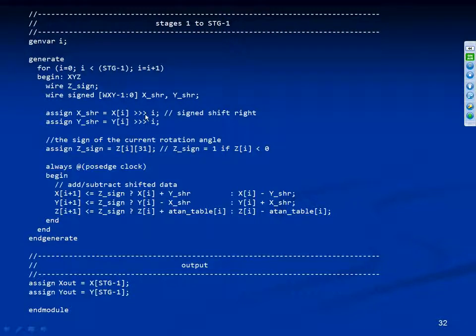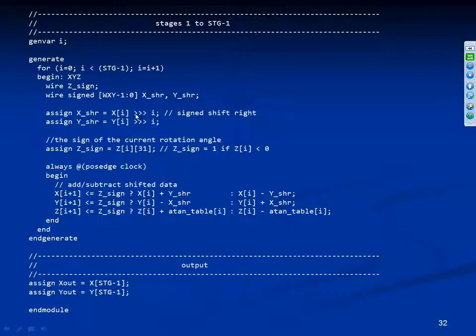Well, that's the same as x sub I right shifted I times. Now in this case, I'm using a signed shift right. That's a regular shift right is just 2 of these. Okay, but this is a signed shift right. If you don't use a signed shift right, because we're working with signed values here, then the bits that get shifted in will be 0. So you have to do a signed shift right.